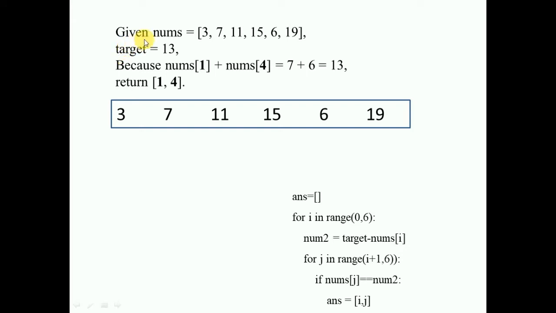So the example is there is an array named nums, and there is a target. The target is 13. So which numbers add up to 13? We can clearly say that is 7 and 6. The position of 7 is 1 and the position of 6 is 4. So here we write nums[1] plus nums[4] is equal to 7 plus 6 is 13. So we should return 1, 4. That is the indices of the two numbers.